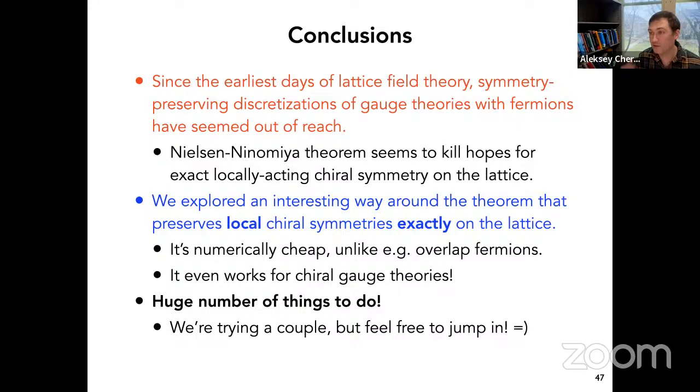Our approach, we think, is numerically cheap. In particular, we think it should be vastly cheaper than overlap fermions. And it even works for chiral gauge theories, as far as we can tell, at least for some chiral gauge theories, the 3450 model, for example.